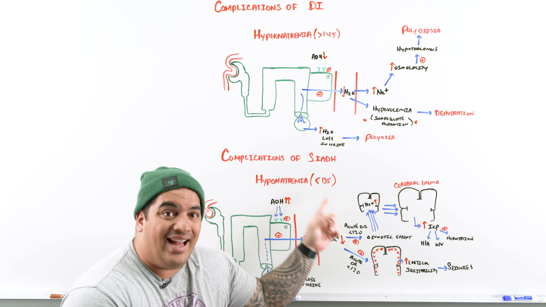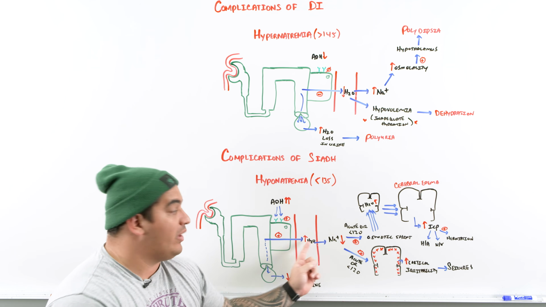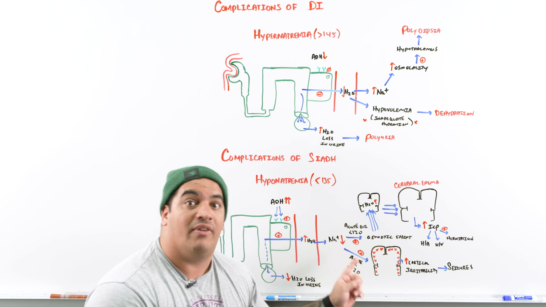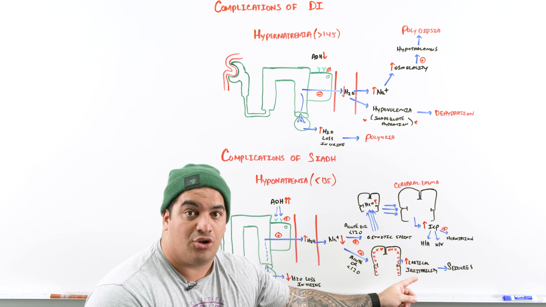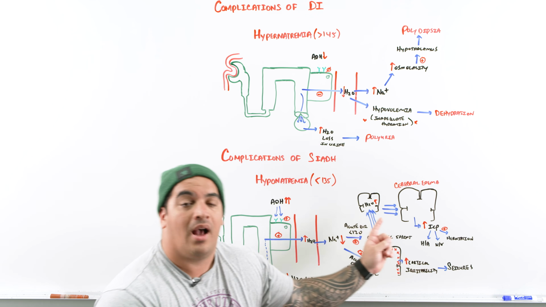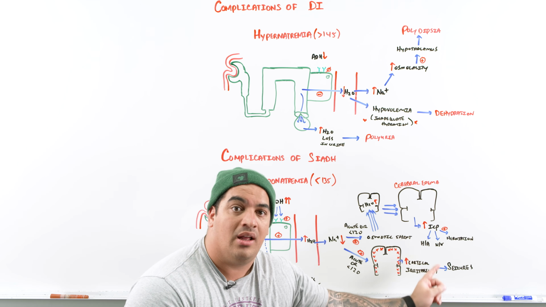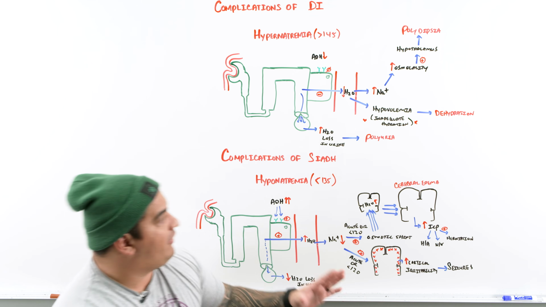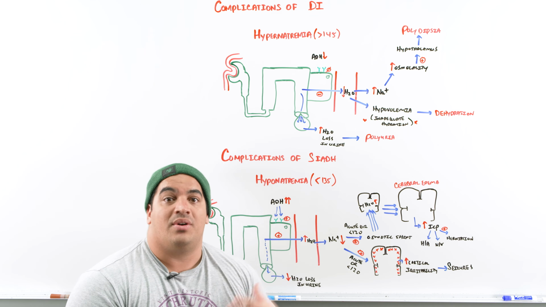With SIADH, they can have hyponatremia due to reabsorbing tons of water, diluting their sodium. If the sodium drops acutely or very low, it can lower the seizure threshold, cause seizures, or osmotic shifting that leads to cerebral edema, increased intracranial pressure, and possibly herniation. All right, my friends, now that we've talked about this, let's go into the diagnostics.